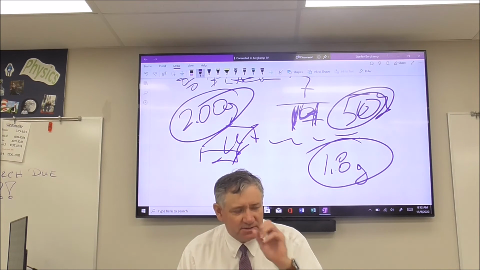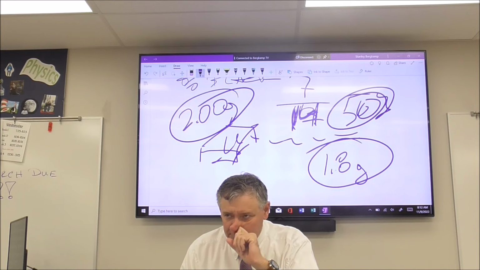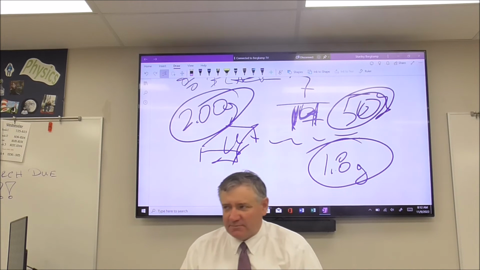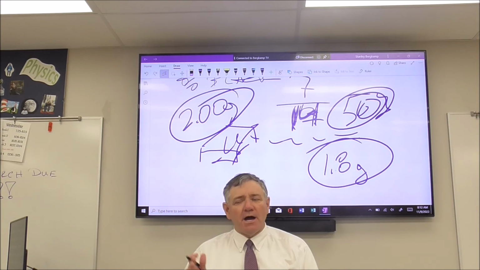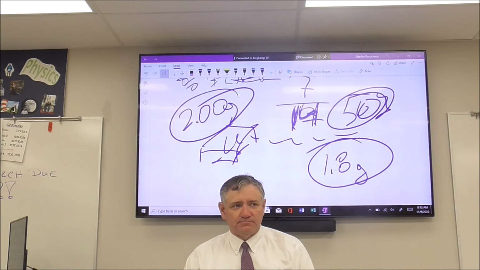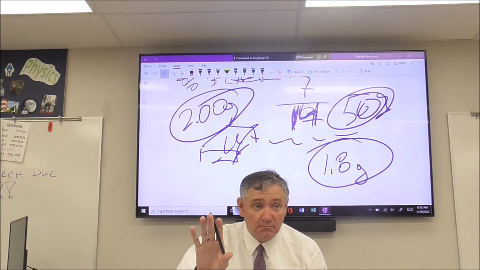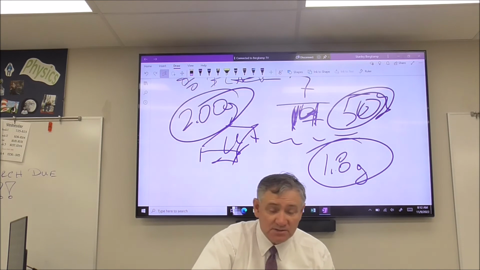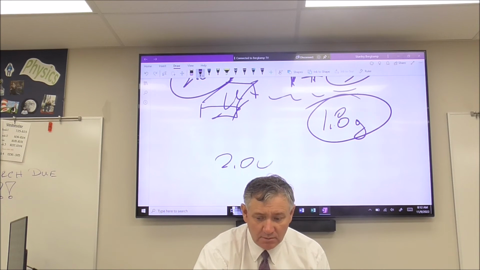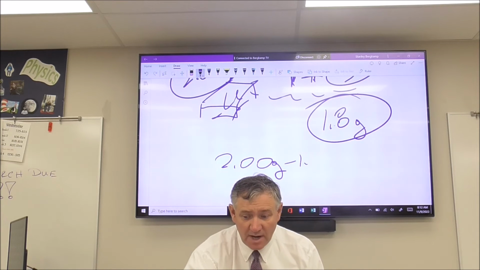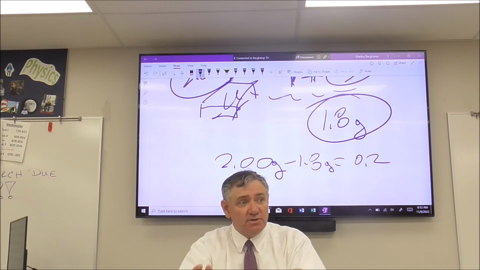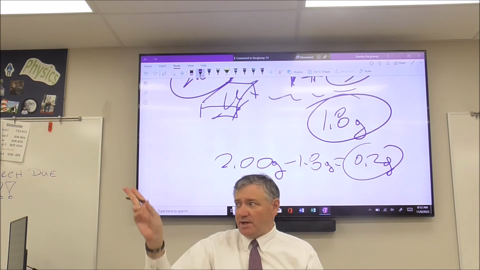Now, here's what you want to be very careful of. You started with 2 grams, you chew it, you're down to 1.8 grams. How much sugar did you lose? 10%. No, just mass. How much sugar was there in the gum? 0.2 grams. So what you did is you took the total minus what you have left, which got you 0.2. So you had 0.2 grams of sugar.